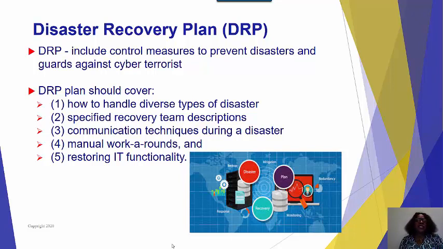We want to look at specific recovery team descriptions. We want to specify that. Communication techniques during a disaster. We want to ensure those are in place. Everybody knows what they are. We also need a manual workaround, multiple manual workarounds. And this would be wrapped into the key BIA points.